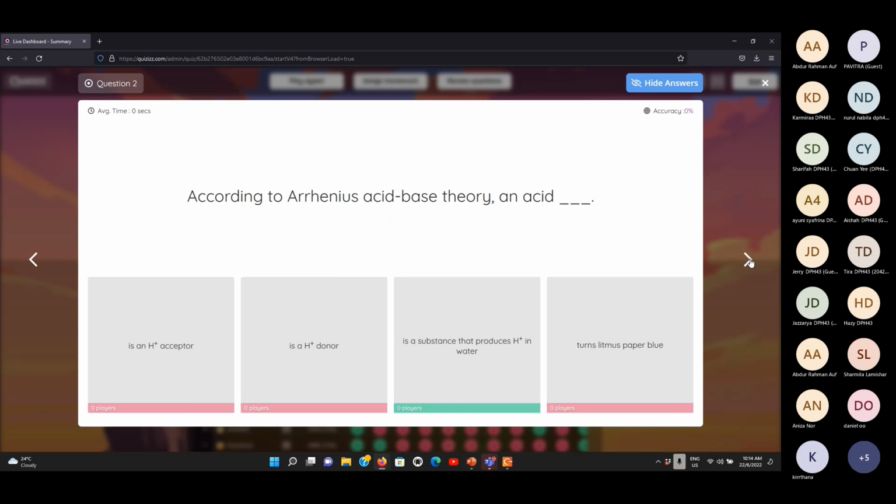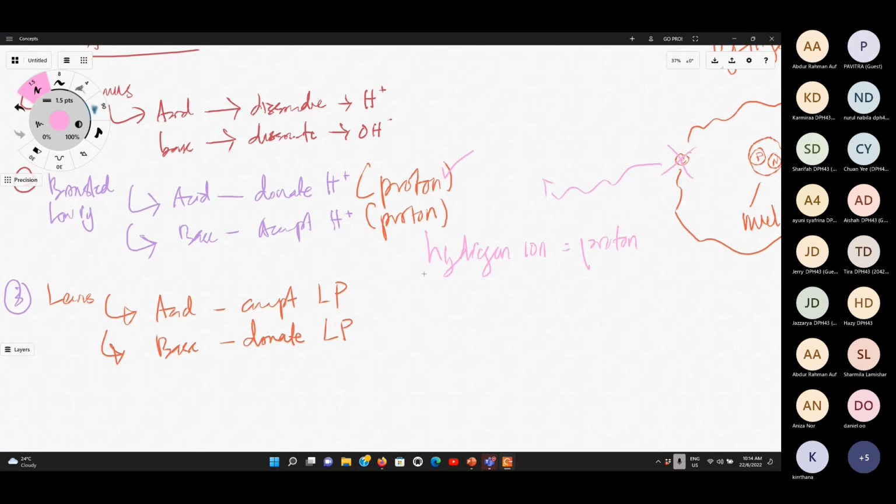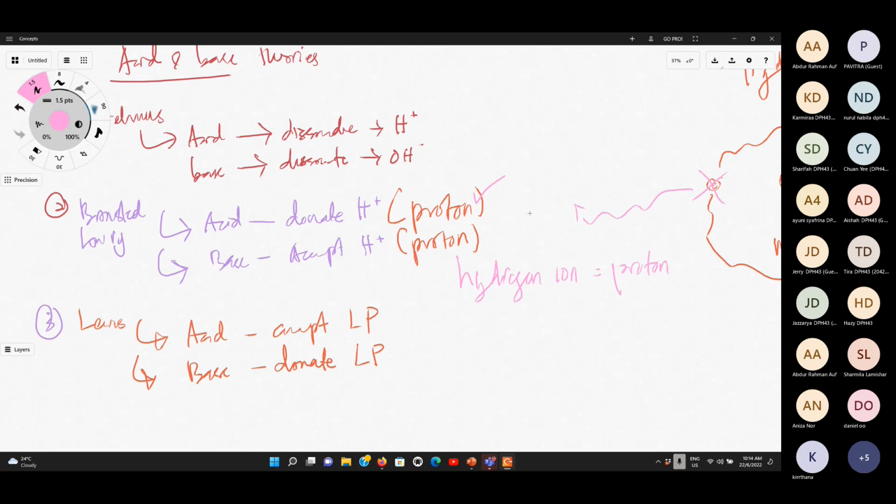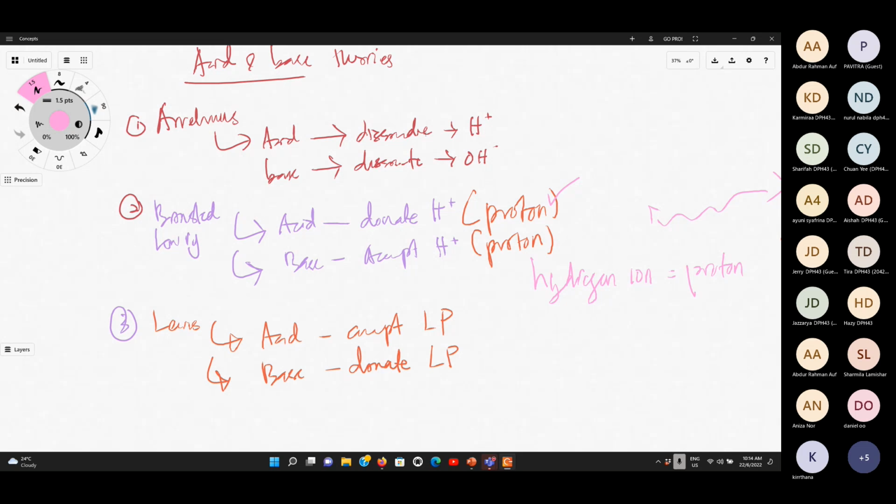Next question, according to Arrhenius acid-base theory, an acid pula adalah, jawapan yang betul adalah is a substance that produces H plus in water. So go back to this, Arrhenius theory, acid bila dia dissociate, meaning bila dia larut dalam air. So by definition, Arrhenius ni, the only define bahan yang dissolve, itu limitation, dissolve in water only, H2O only.